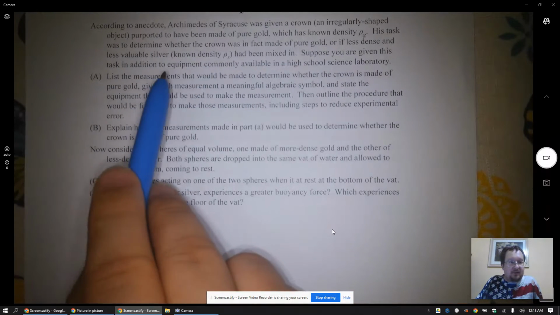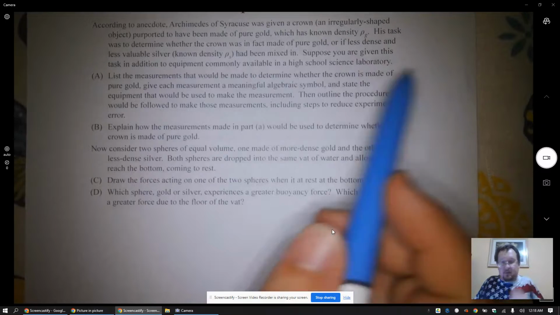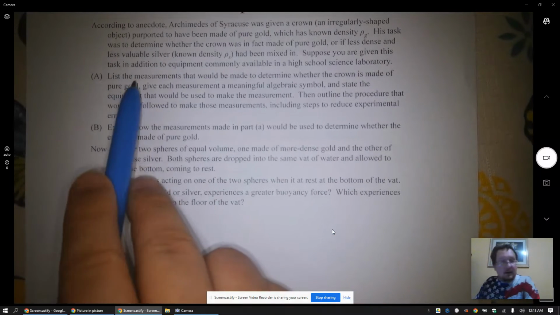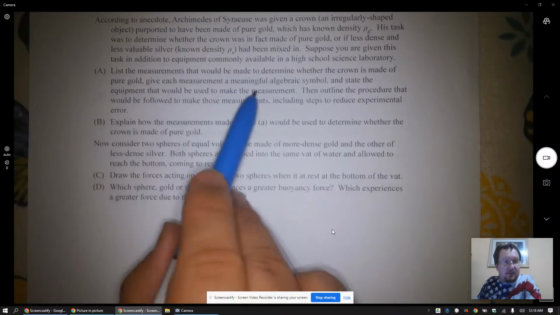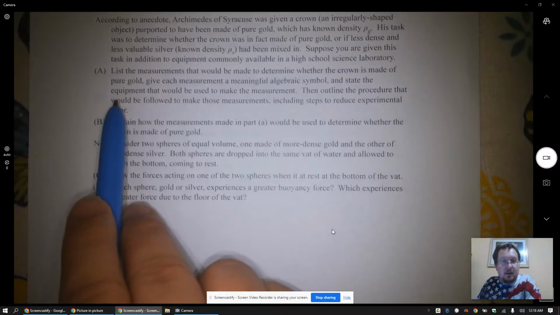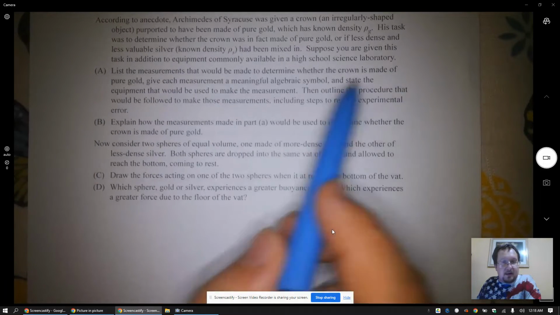Suppose you're given this task in addition to equipment commonly available in a high school laboratory. List the measurements that would be made to determine whether the crown is made of pure gold and give each measurement an algebraic symbol. State the equipment that we use to make the measurement, then outline.